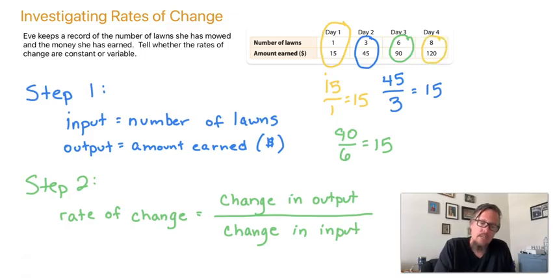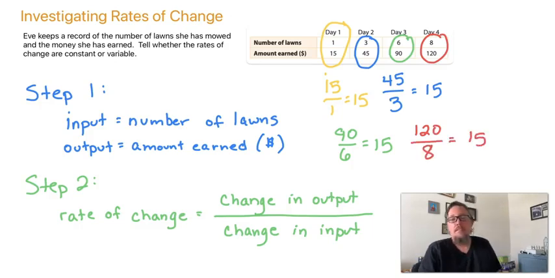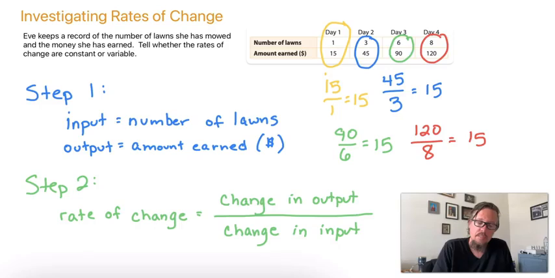The last one, we have 8 yards. Let me put that in a different color. We've got 8 yards, $120, so 120 divided by 8, and that turns out to also be 15. So all 4 days, our rate of change was 15. So what this means is the rate of change is constant.